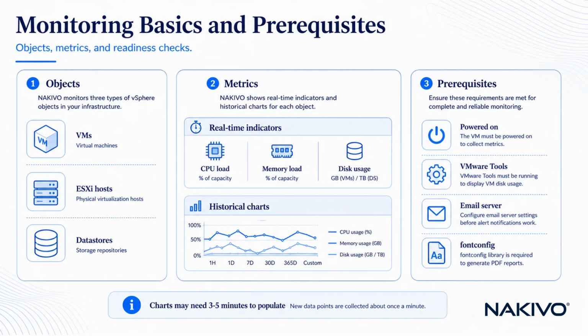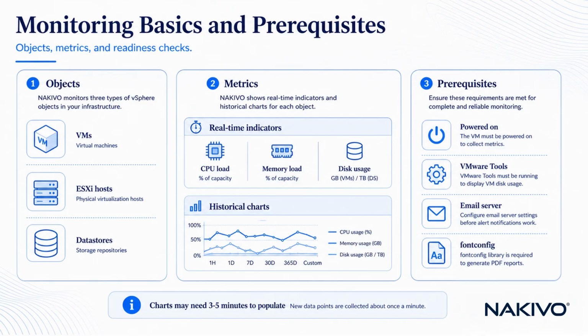For each one, NAKIVO shows two kinds of data. Real-time indicators show the current value. For a virtual machine, that is CPU load in percent, memory load in percent, and disk usage in gigabytes. For a host, CPU load and memory load. For a data store, disk usage in terabytes. Alongside those, historical charts plot the same counters over a window you choose, from 1 hour up to a full year, which is what lets you tell a one-off spike apart from a trend that needs capacity planning.